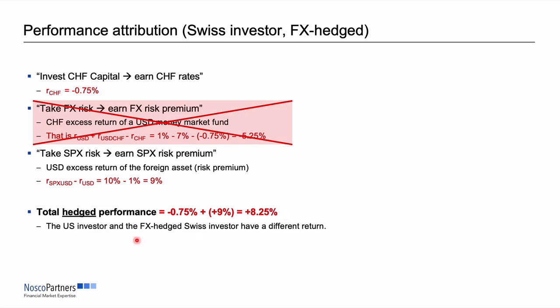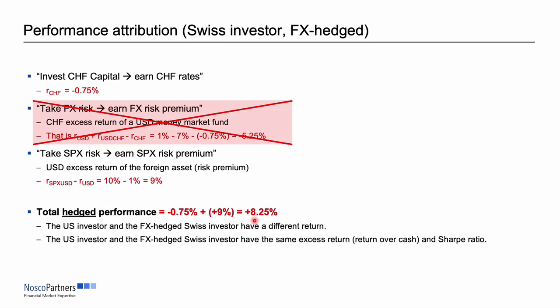Namely, the US investor, we saw, if he invests in an S&P 500 portfolio, he would earn 10%, and the Swiss franc investor would only earn 8.25%. But the US investor and the FX hedged Swiss investor have the same excess return, the return in excess of their cash, and therefore they also have the same Sharpe ratio.